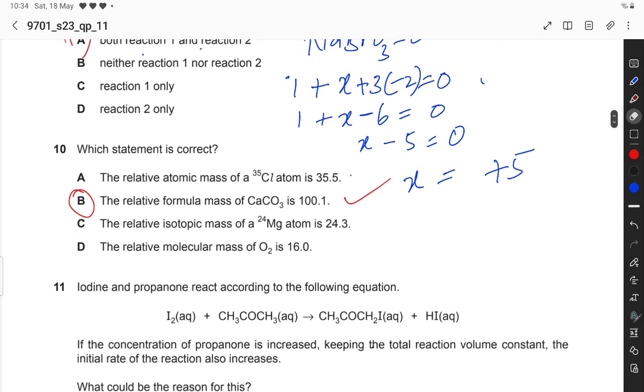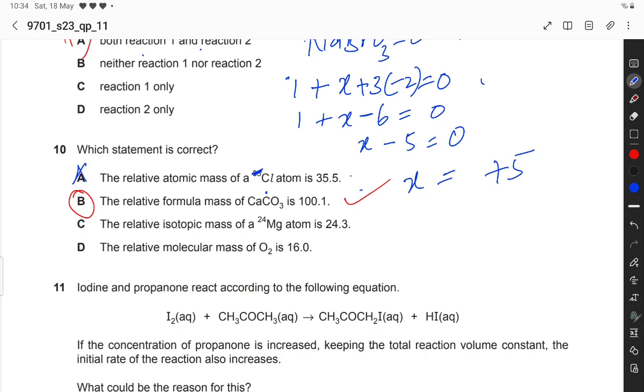Question number 10. Which statement is correct? The relative atomic mass of chlorine is 35.5. So chlorine is 35 and there is another isotope chlorine 37. So the relative atomic mass of chlorine 35 is not 35.5, so that's why it is incorrect.